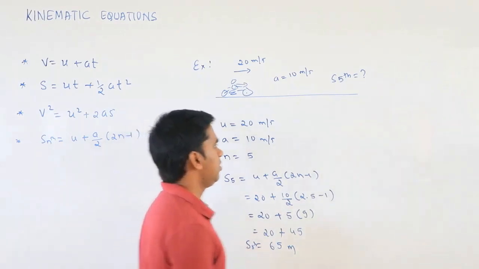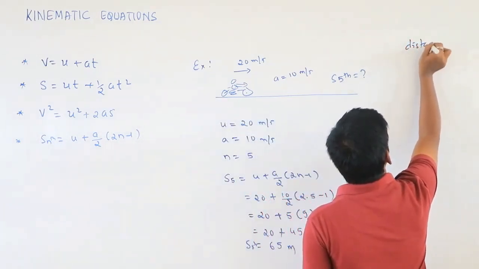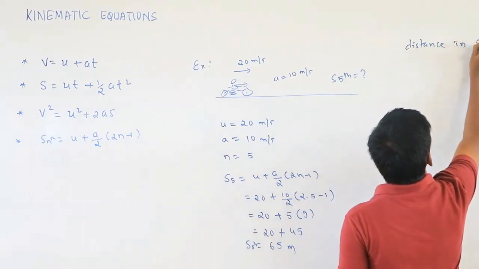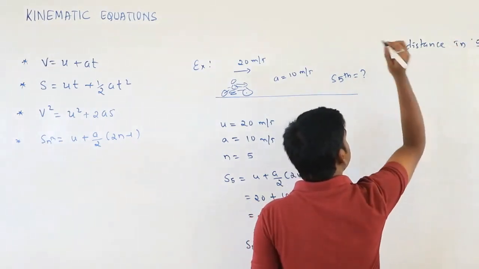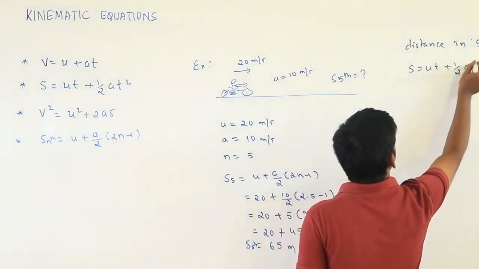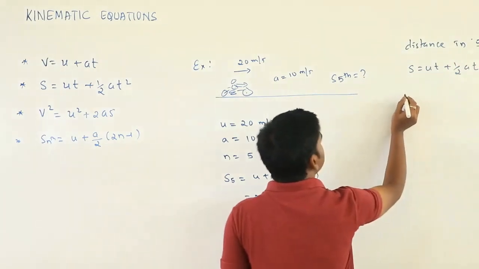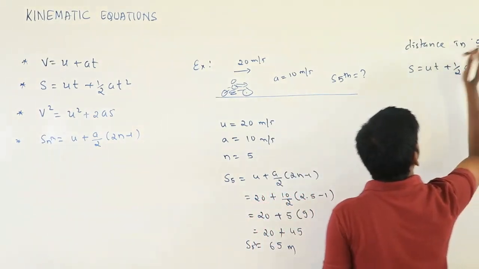Okay. If I want to calculate the distance traveled in 5 seconds, you apply the formula S equals ut plus half at square. So here t will become 5, because it is given.